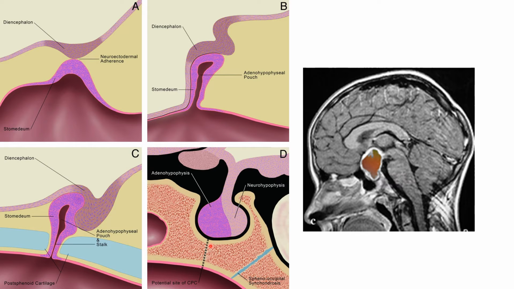You can see in diagram D in a dotted line, this is called the craniopharyngeal canal. With the formation of the pituitary gland completely, this craniopharyngeal canal completely obliterates. But if it persists, then the tissue of the craniopharyngeal canal has a high tendency to form tumors called craniopharyngiomas. And this is where we can see one such craniopharyngioma.